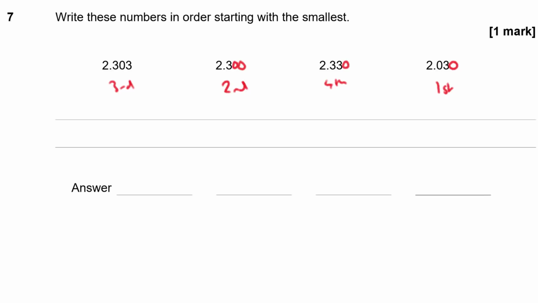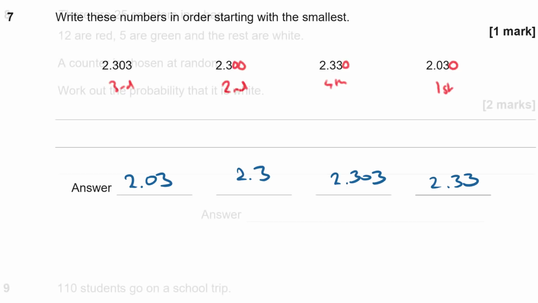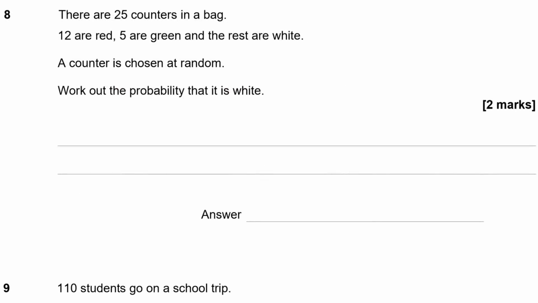So the answer is 2.03. Don't have to add the extra padding now. 2.3, 2.303, and 2.33, like that. Question 8. There are 25 counters in a bag. 12 are red, 5 are green, and the rest are white. A counter is chosen at random. Work out the probability that it is white.